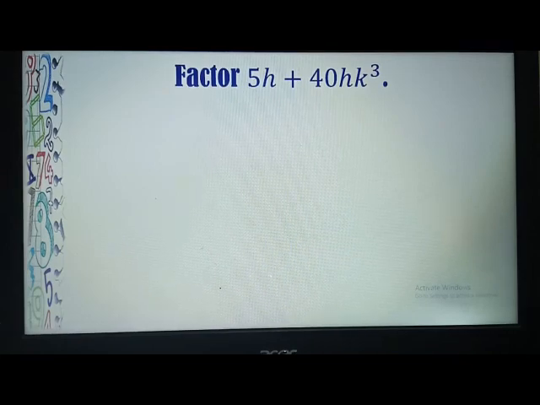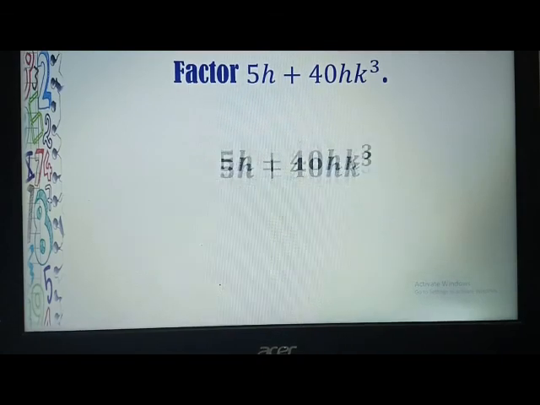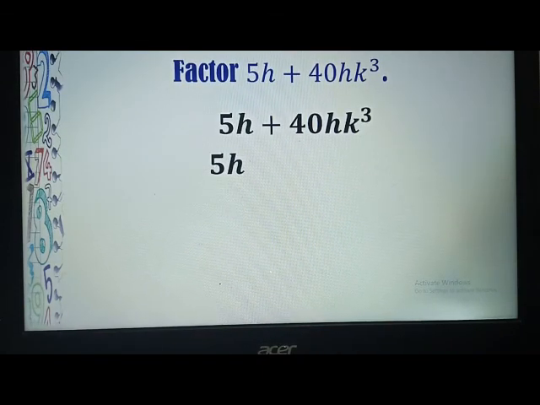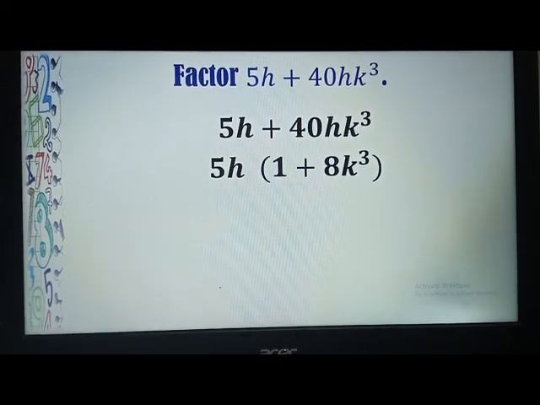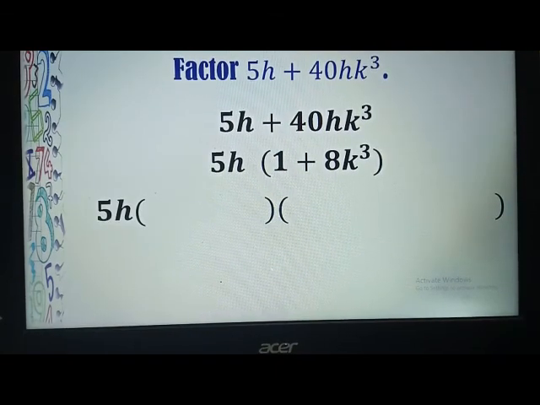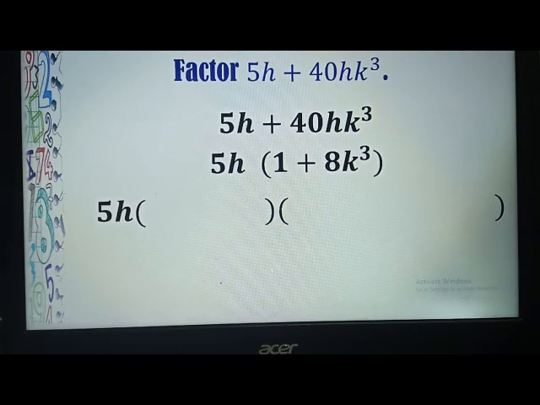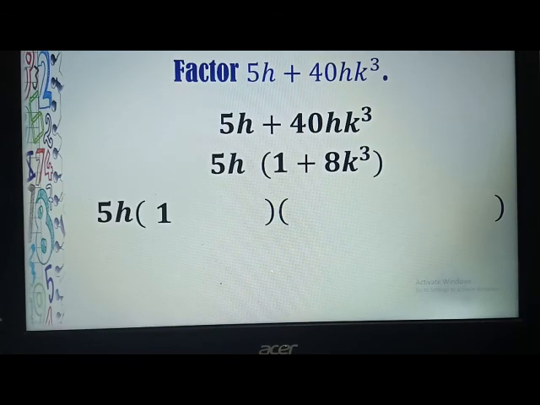We have 5h plus 40hk cubed. Note that it has a common factor, which is 5h. Factoring out 5h, we have 1 plus 8k cubed by dividing the given binomial by 5h. Next, since 1 plus 8k cubed is a sum of 2 cubes, we will factor it, and then cube root of 8k cubed is 2k.